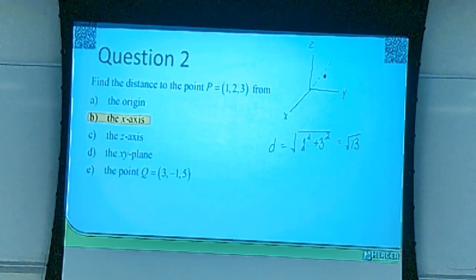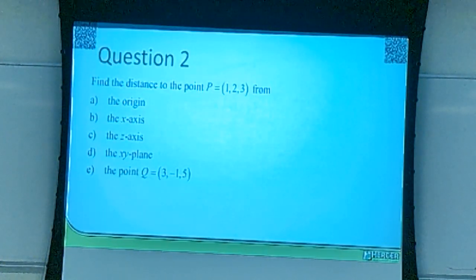If you're doing a plane, to find the plane's distance, it's how far perpendicularly away from the axis. That's the shortest distance, always perpendicular.